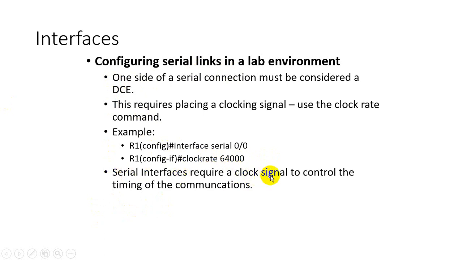Serial interfaces require a clock signal to control the timing of the communication. This is the reason we use the clock rate in serial interfaces: to control the timing of the communication.